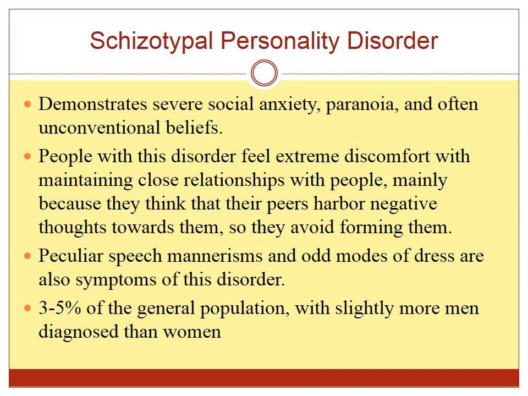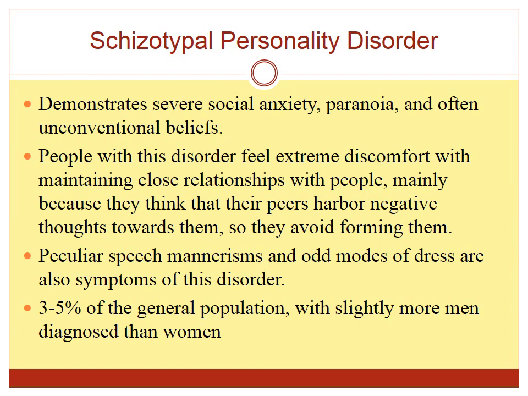Moving on, we have the schizotypal personality disorder, which, in a shorthand version, if you take paranoid personality disorder, add schizoid personality disorder, you get something akin to schizotypal personality disorder. These folks demonstrate severe social anxiety, paranoia, and often unconventional beliefs.